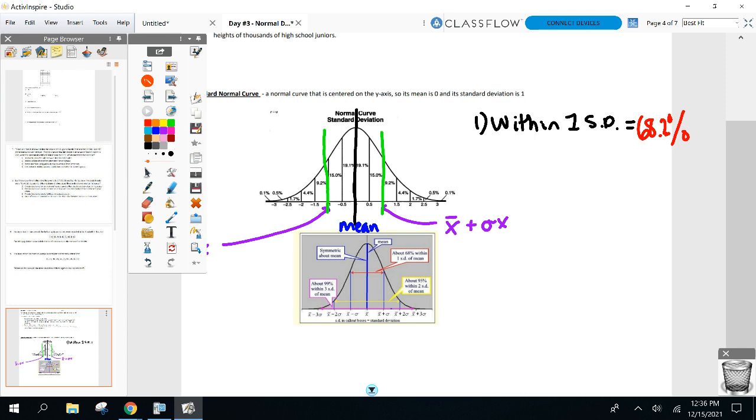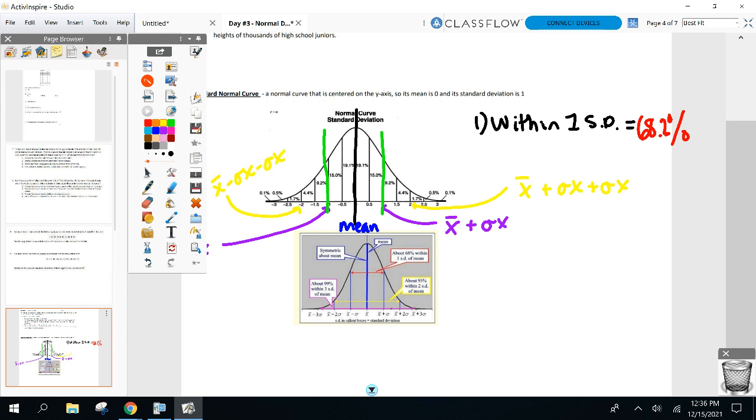All right, my next question. How do you think I get out to positive 2? How do you think I get out to 2 standard deviations above the mean? What do you think I have to keep doing? Yes. So to my mean, I have to add the standard deviation and add it again, right? That's how I get to 2 above. How do I get to 2 below? I subtract it twice. So I take the mean minus the standard deviation minus the standard deviation.